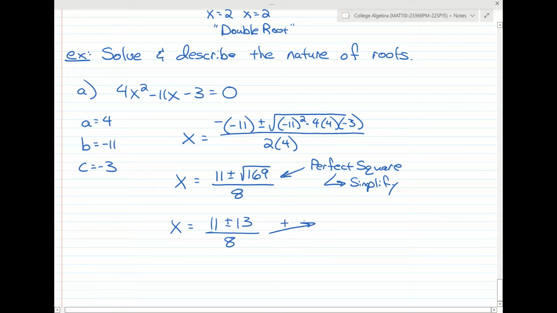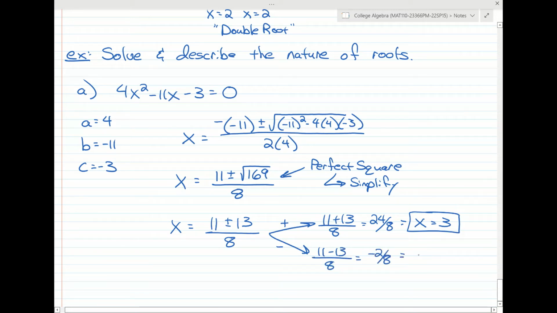Let's actually add 13. Divide by 8. So 24 divided by 8 is 3. And if we subtract 13, we get negative 2 over 8, which is just negative 1/4.